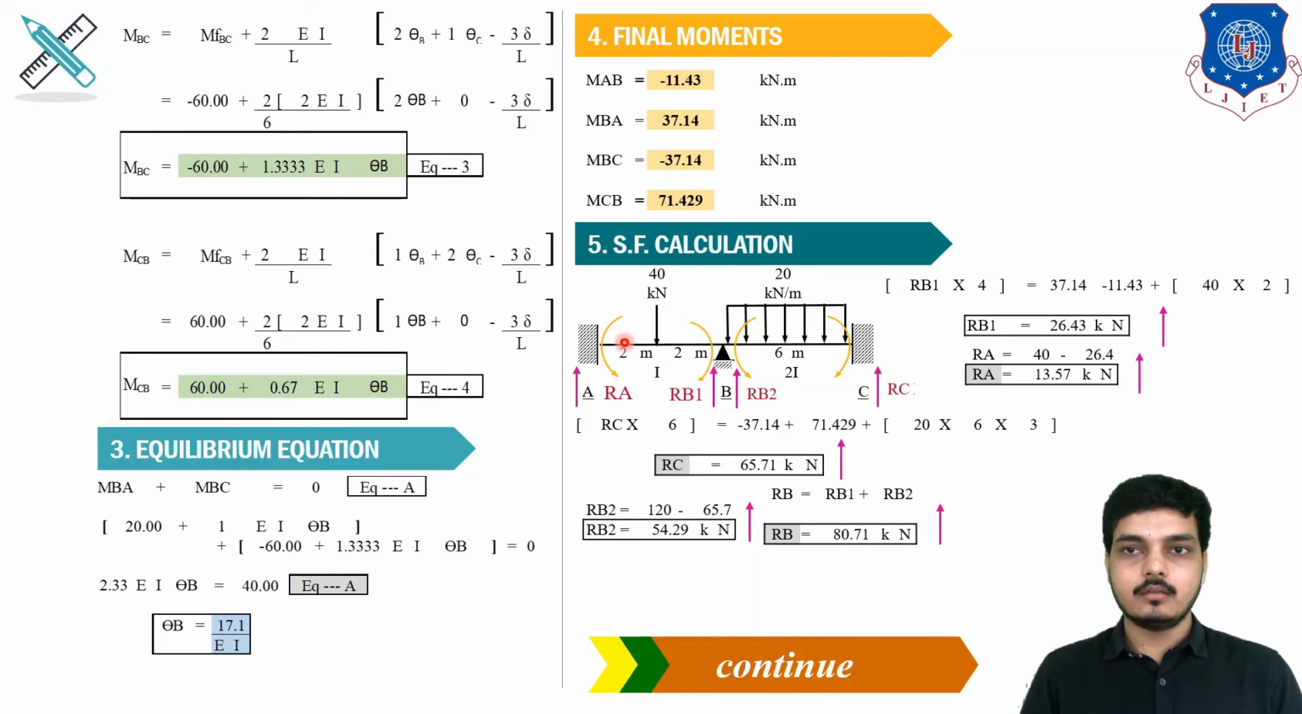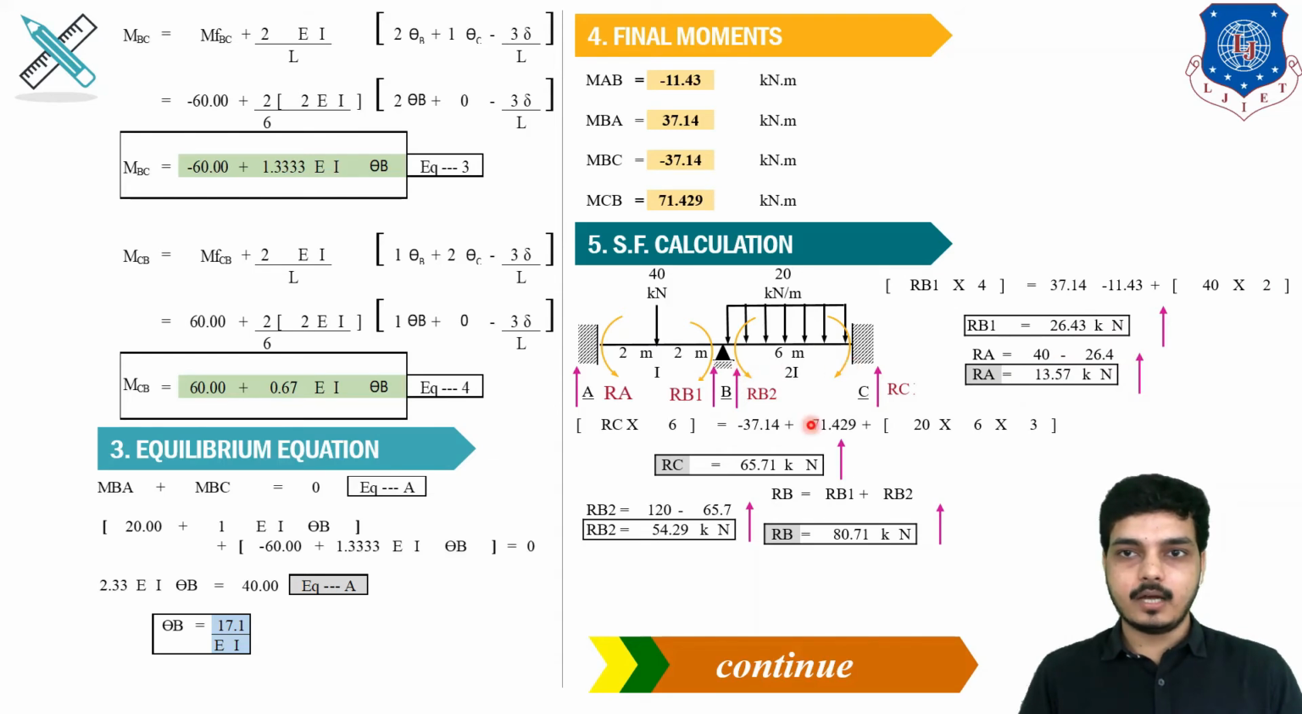So RB1 multiplied by 4 equals 37.14, which is this clockwise moment, minus 11.43, which is anti-clockwise moment, plus 40 into 2, this 40 multiplied by 2. After solving this, I will be getting my RB1. And we know that total upward load equals total downward load. So RA equals 40 minus this RB1. So I will be getting my RA.